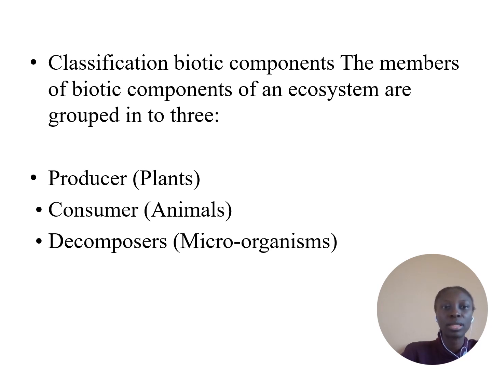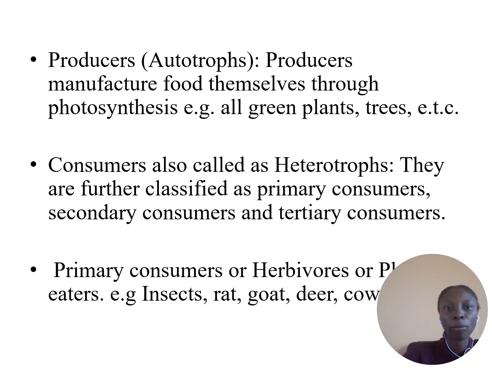Biotic components in an ecosystem are grouped into three. Based on their classification, we have the plants, which happen to be the producers. The producers are autotrophs. We have the animals, which are consumers, and we have the microorganisms, which are decomposers. Producers are able to produce their food themselves through the process of photosynthesis. All green plants, for instance, trees, are producers.